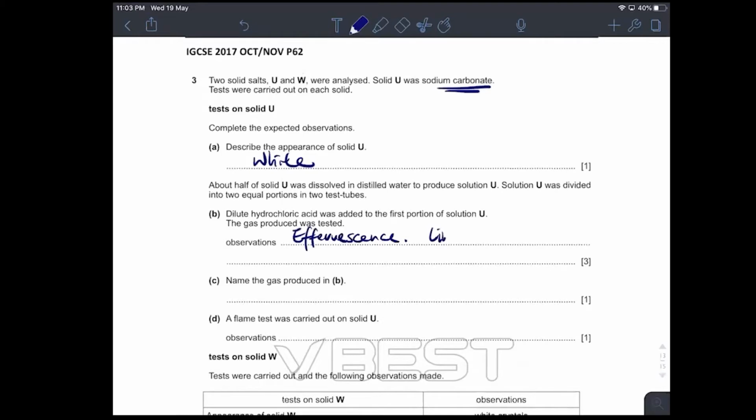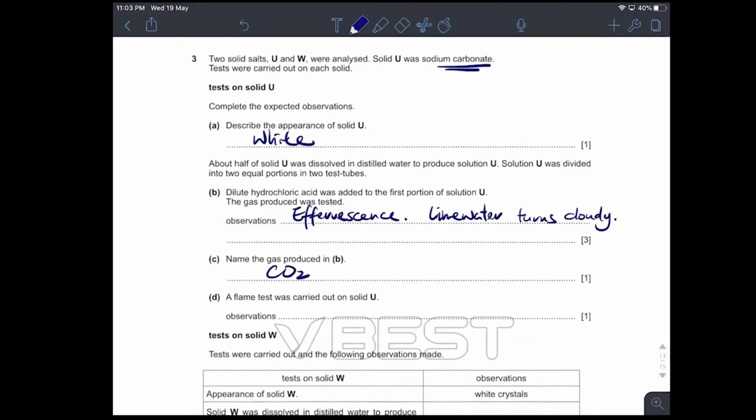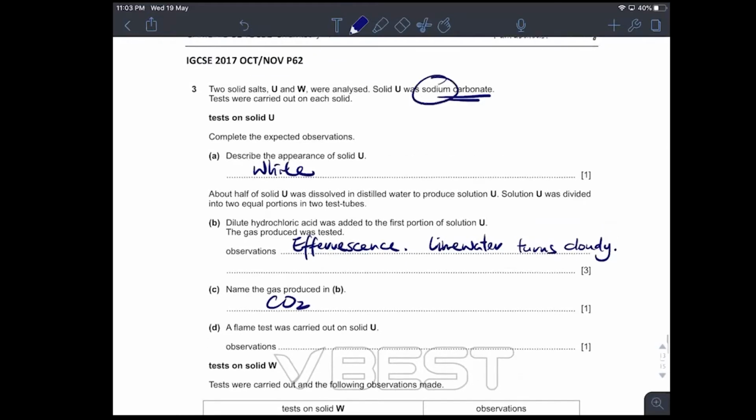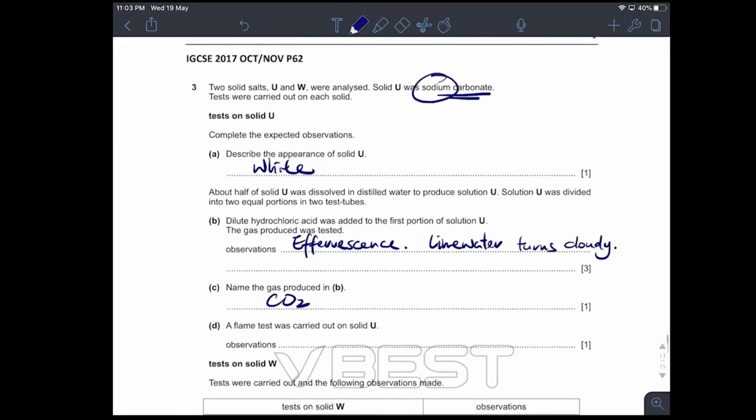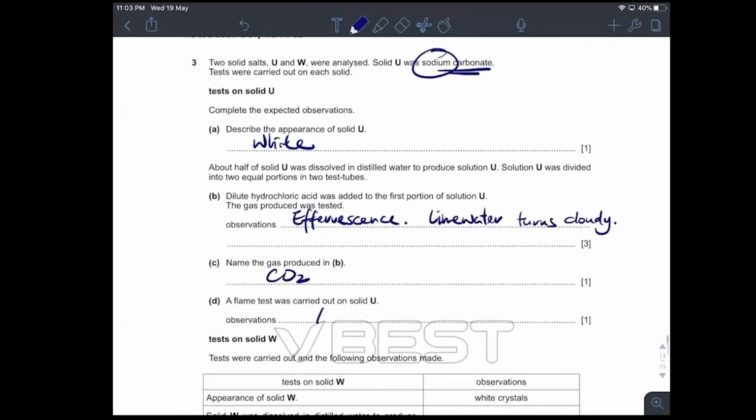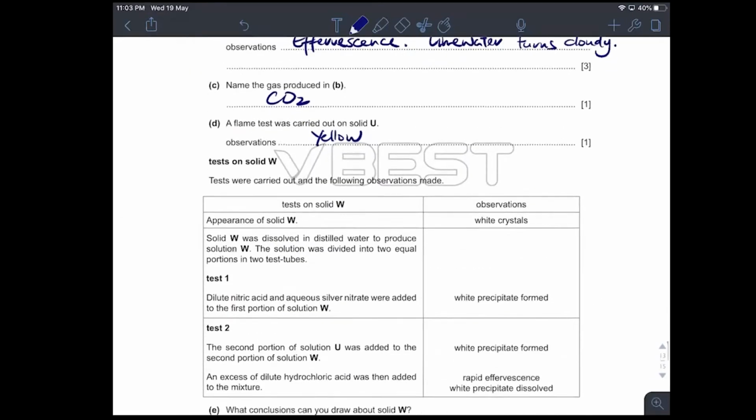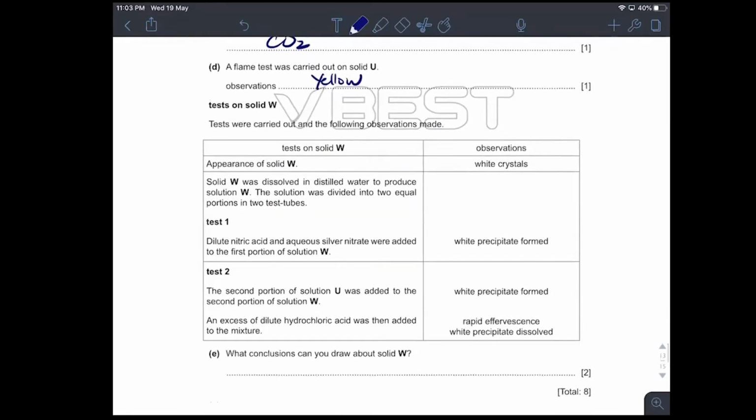So you test with lime water. And lime water, it turns cloudy. So the gas produced is carbon dioxide. Okay, flame test. That's sodium, isn't it? So if there's sodium, so what's the color of the flame? Yellow in color. So next one, you see, test with silver, it produced white precipitate.